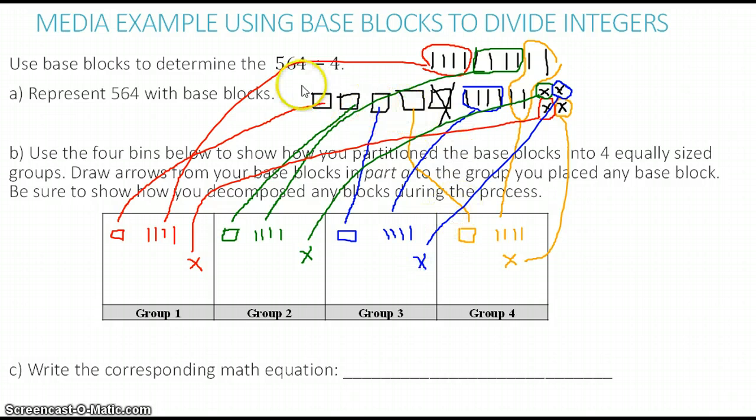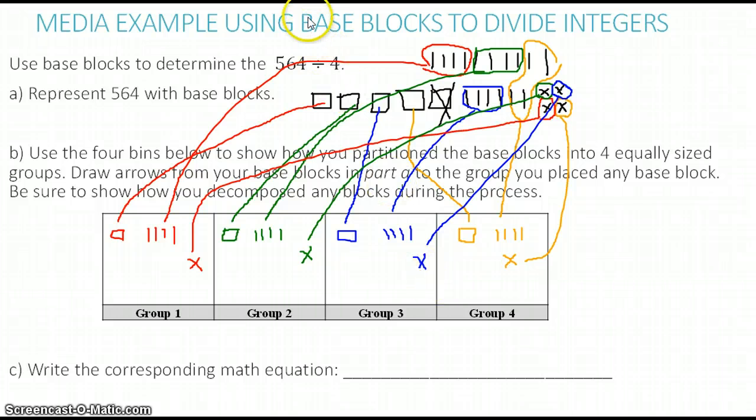So notice we've used all of 564. All of the flats, rods, and units have been used, so 0 remain. And we partition them into 4 equal groups. Notice they're equal groups because every group has the same amount of blocks in it. So notice we have 1 flat, 4 rods, and 1 unit, or 141 in each one of the groups.